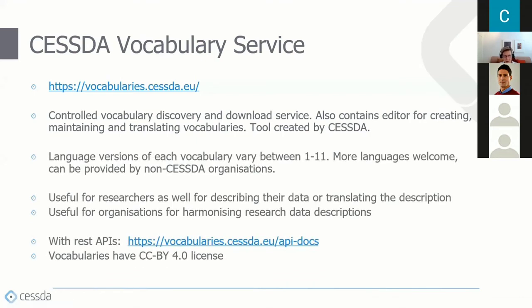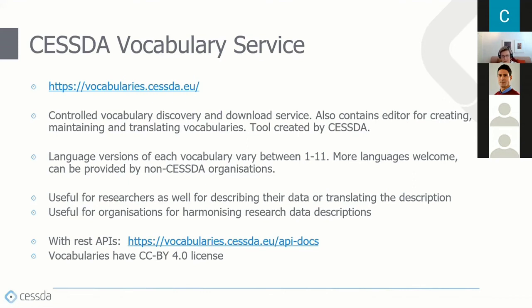It depends on how many language versions each vocabulary has. They might be up to 11. These are often about the research, the vocabularies about research methods, and more languages are of course welcome. If there's a stable organization wanting to maintain a language version, it can be done. It doesn't need to be a CESSDA organization.